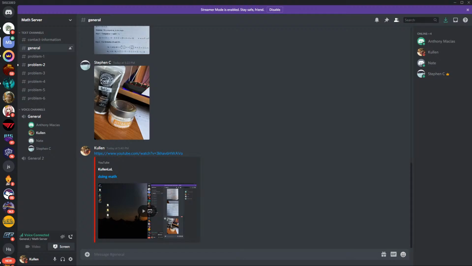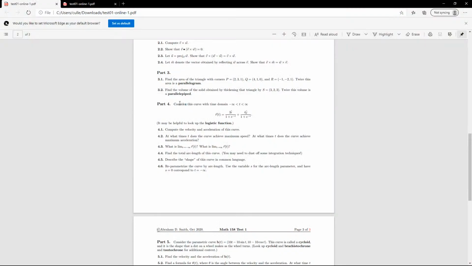Okay, so here's he says, look up the logistic function. So first, just ignore 3i, right? You can ignore that. It's 1 over 1 plus 3 to the negative t. Then you go to the logistic function because he says look it up right here.